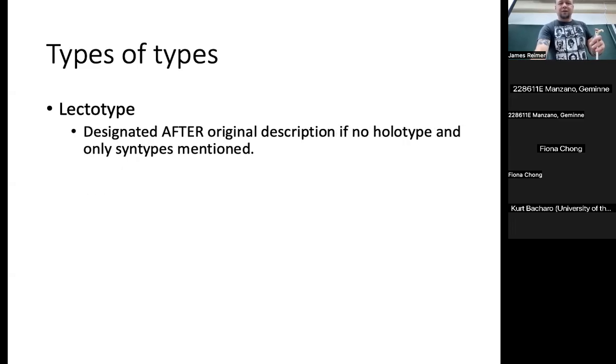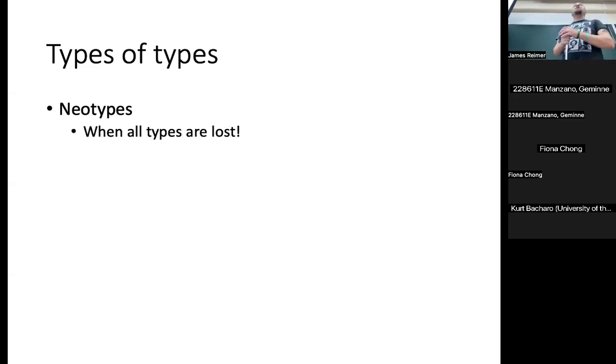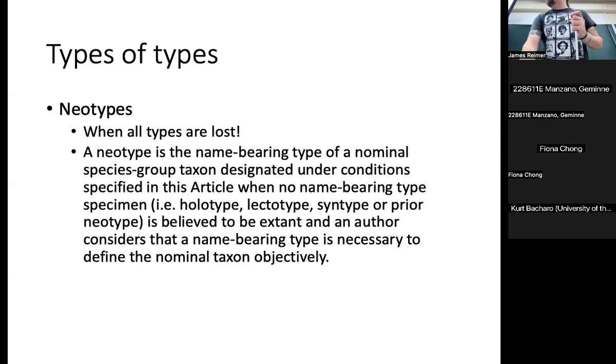Then, hang on, there's another type called the neotype. You guys know the name neo, right? Neo means new. So a neotype is when all the original types are lost. And this happens a lot. The official definition is really, really long.